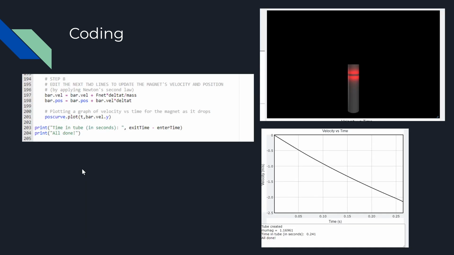And then at the very end, we've got the bar velocity and bar position calculations that rely heavily on previous segments, and then the print lines. And then over to the right, you can see my magnet falling through my tube with all red and my velocity graph. And that is the end of my lab.